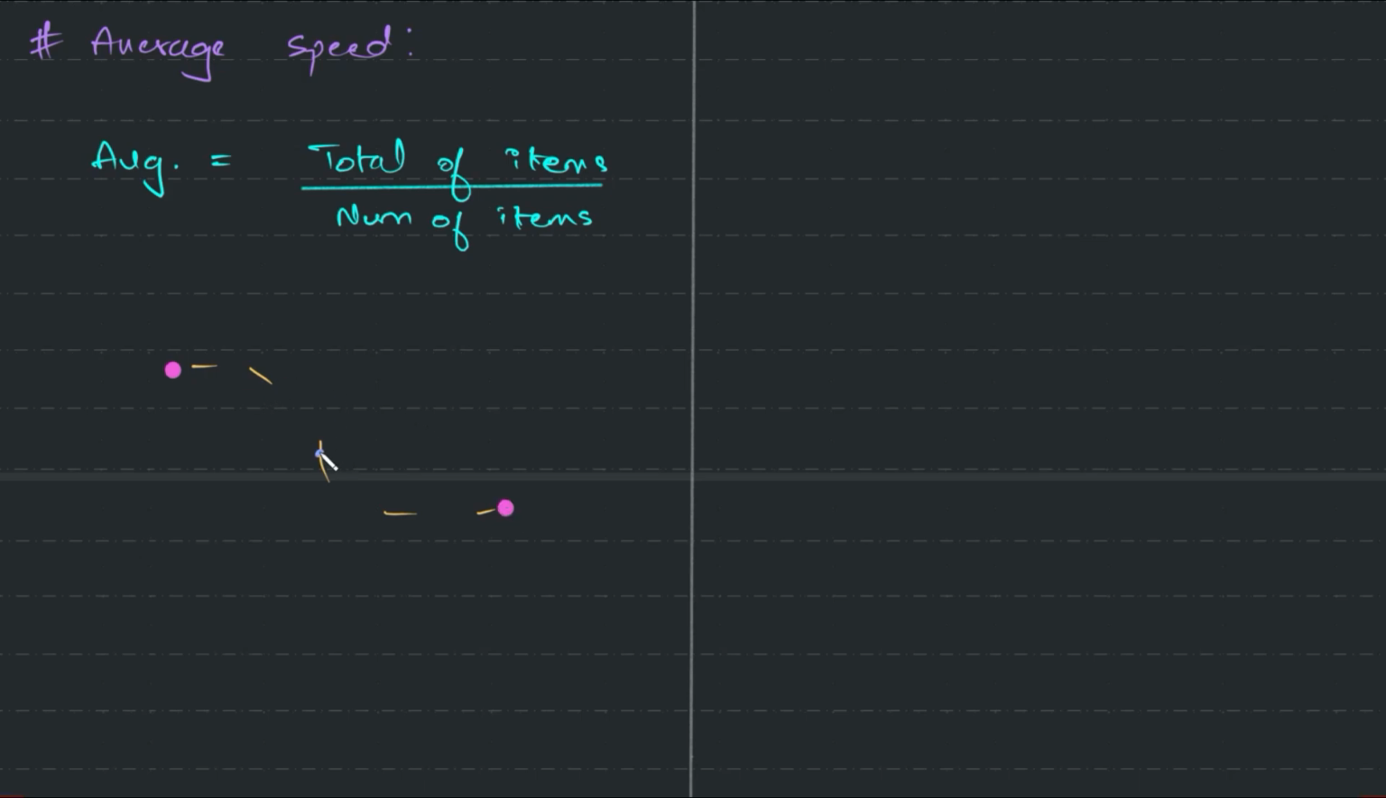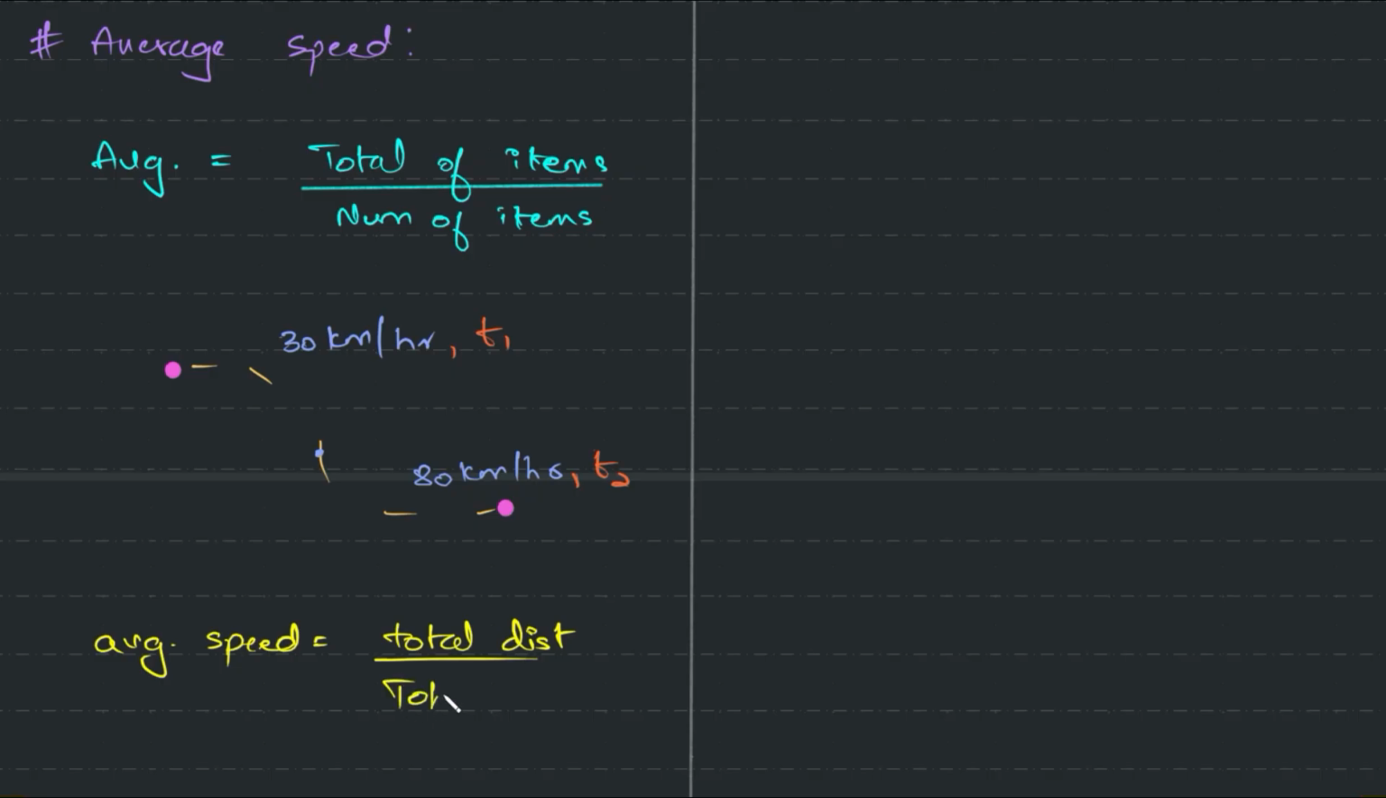Along the way, to a certain extent, it's moving at a speed of 30 km per hour. For the remaining distance, it's moving at 80 km per hour. The time it took over here is t1, and the time it took over here is t2. To figure out the average speed, all I have to do is figure out the total distance divided by total time. Yeah, all this should be easy for you guys.